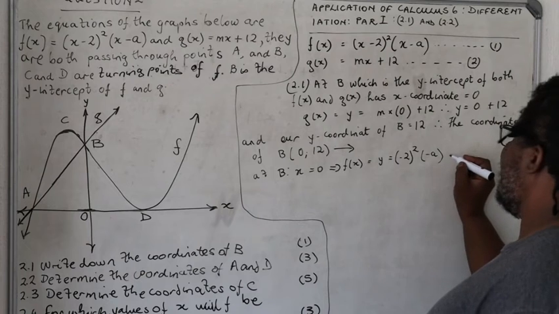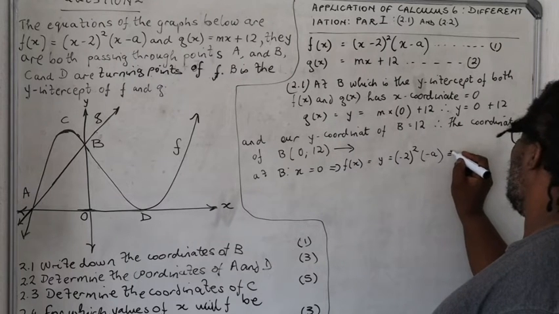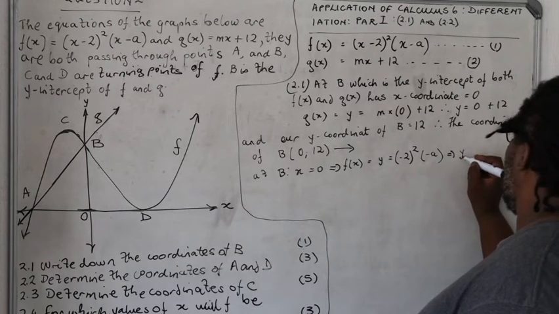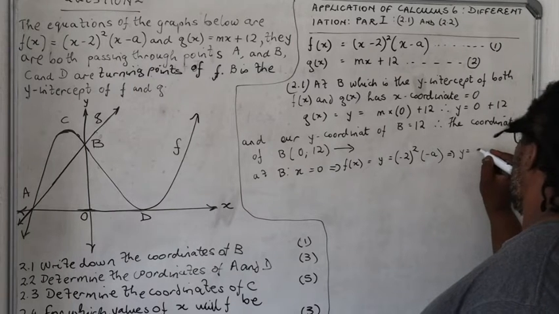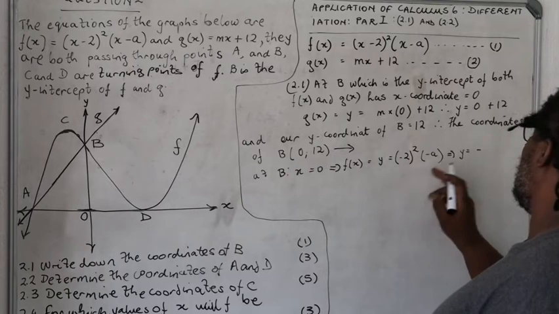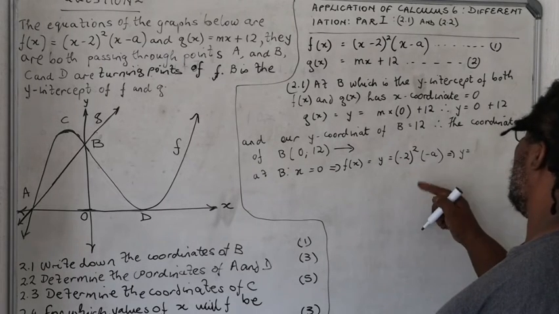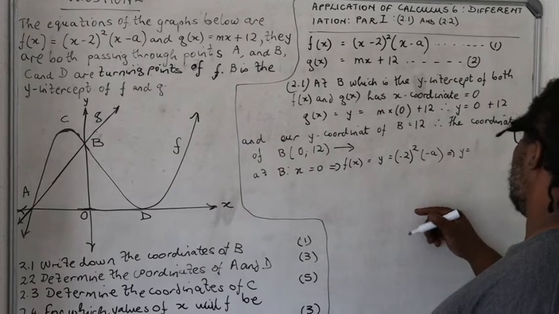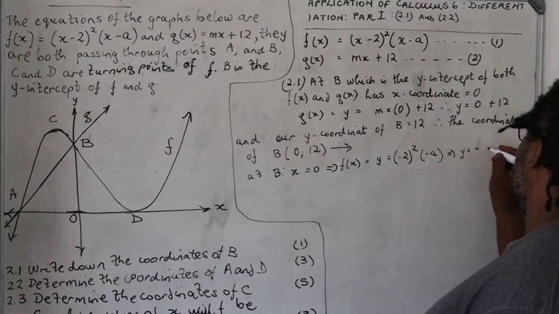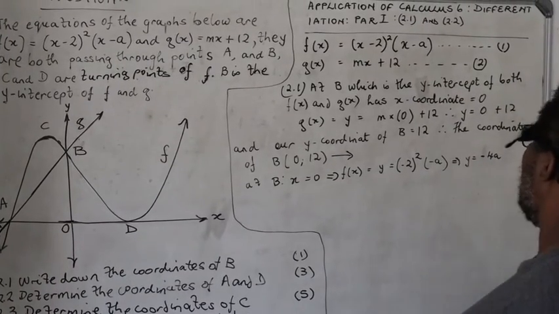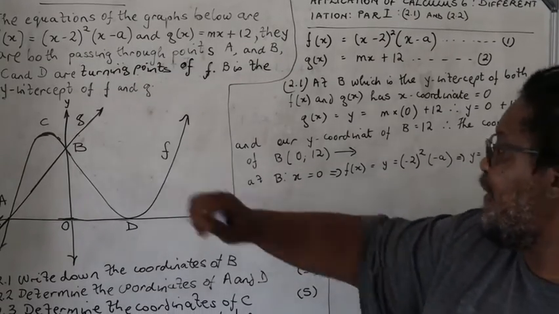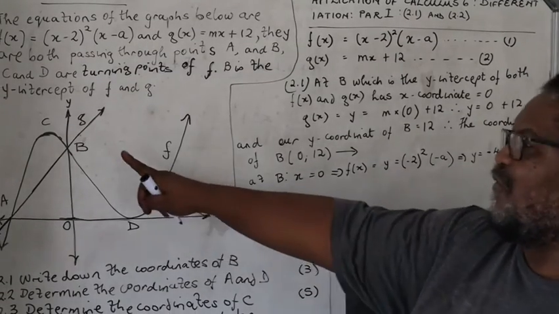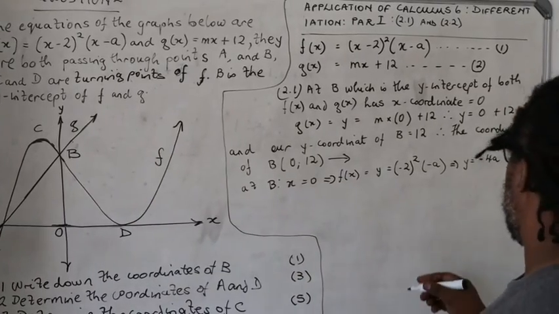So this is y is then equal to minus 2 squared is 4 times minus a, that gives us minus 4a. And having determined that y is equal to minus 4a at B, we know that the value of y at B is equal to 12.